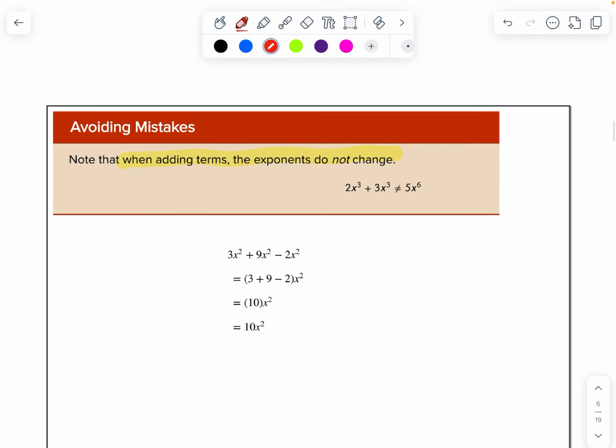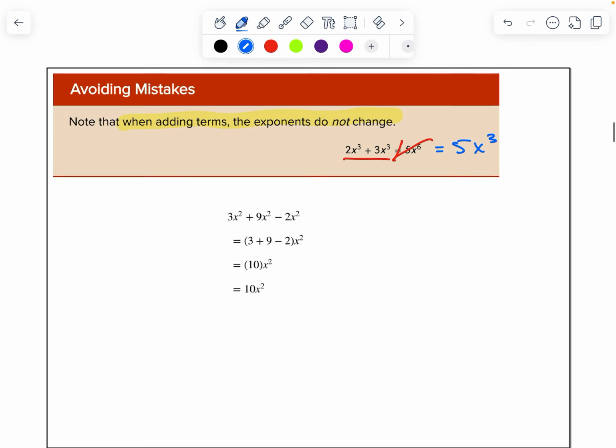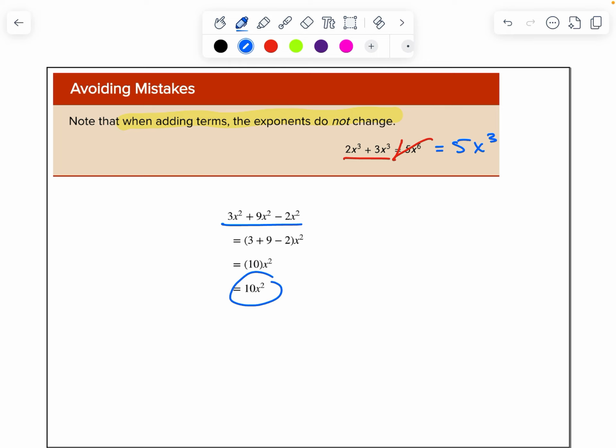When we're adding like terms, I mentioned this on the last slide, we're not going to combine the exponents. 2x to the 3rd plus 3x to the 3rd is not equal to 5x to the 6th. It's equal to 5x to the 3rd. We're just changing the amount of x to the 3rds that we have. We have 2 of them plus 3 of them gives us 5 total of the same thing. Same thing here, 3 plus 9 minus 2. They all have an x squared. 3 plus 9 minus 2 is equal to 10. And so that gives me a total of 10x squared. The same type of thing, just more or less of them.